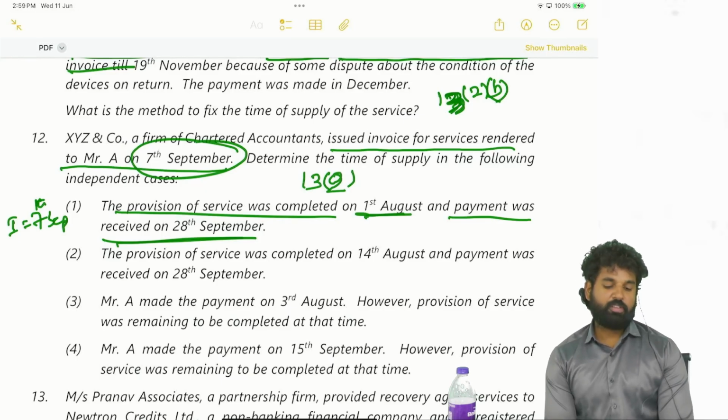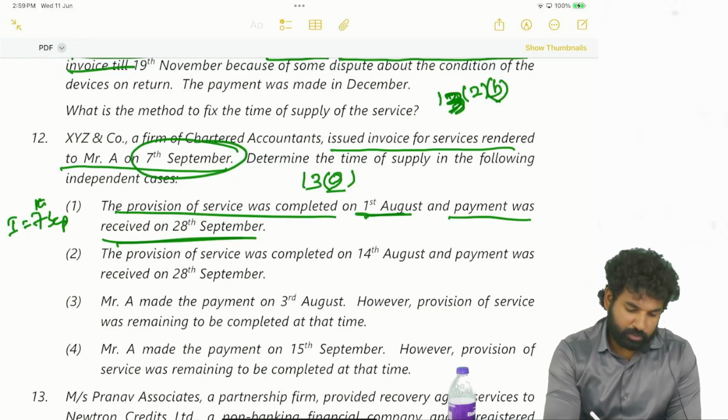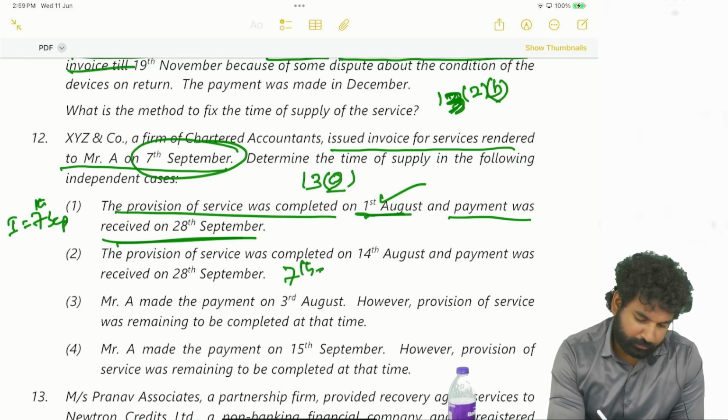Next, provision of service completed on 14th August. Payment received on 28th September. Invoice issued within time? Yes. So date of invoice or date of payment, which is earlier? 7th September. Okay. So 1st August, 7th September.